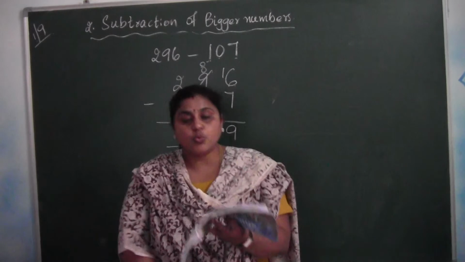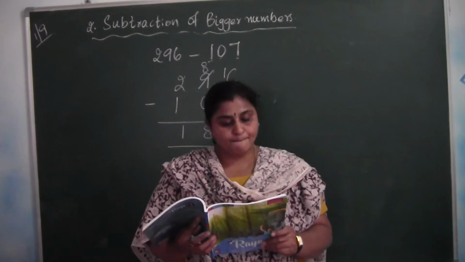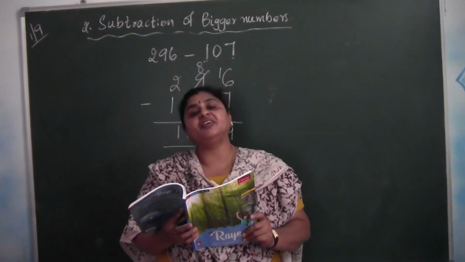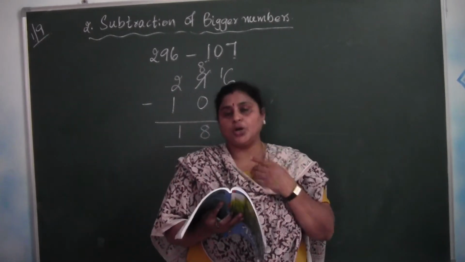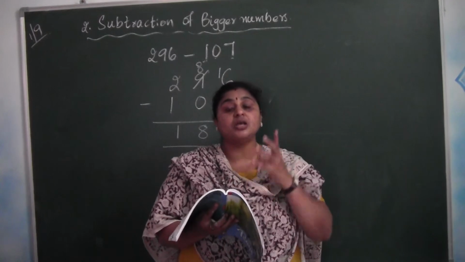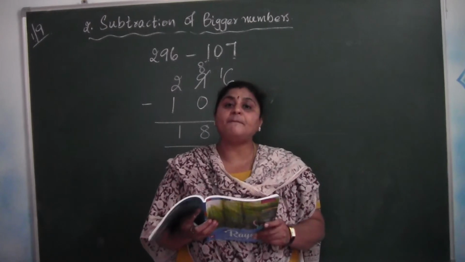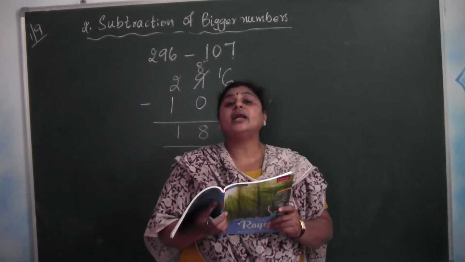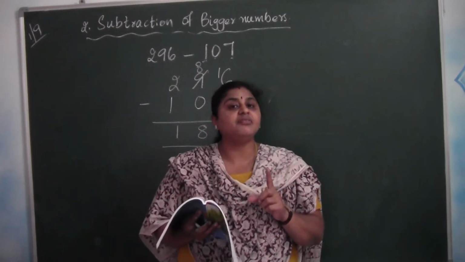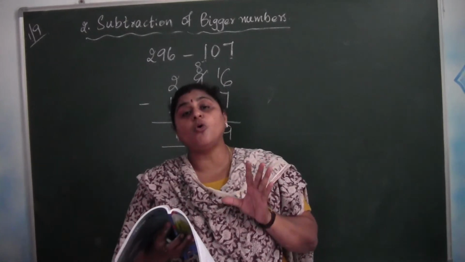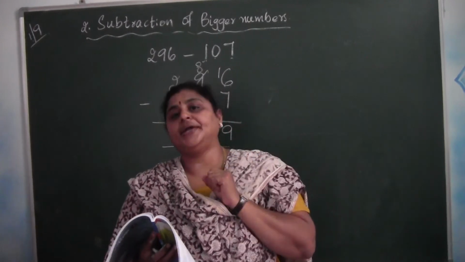Lisa read 132 pages out of 100 pages of a book. How many pages are left for Lisa to read? Now there is a girl Lisa, she is reading a book. That book contains how many pages? 144 pages. Now out of 144 pages, she has read 130 and a few pages were left over. I think I have told you, whenever you find the term left over, what are you supposed to do? You are supposed to do subtraction.